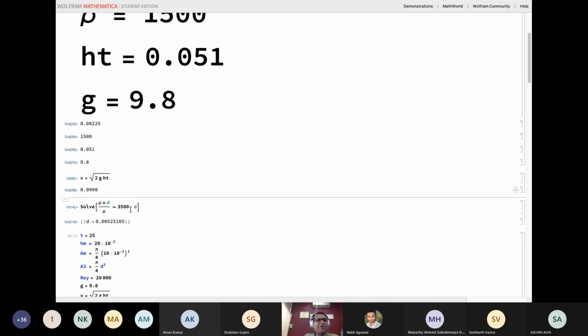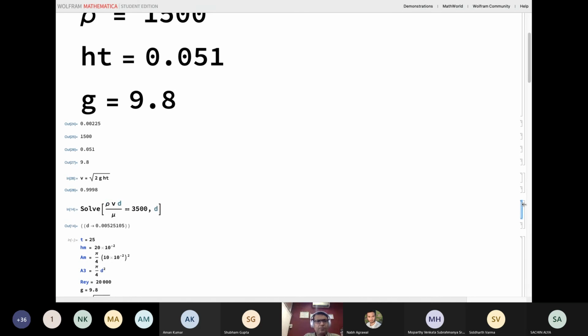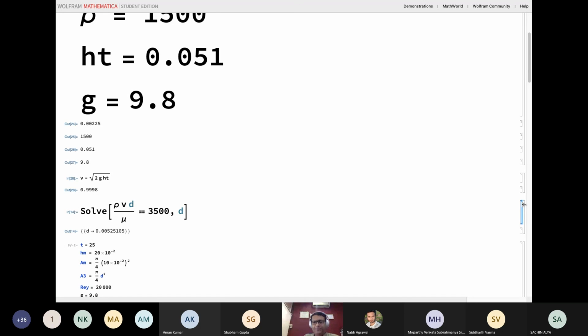And now I want to solve for diameter. I know that rho Vd by mu should be less than or equal to 3500. This is a limiting value. I will ask it to solve for d. So let me just do it. It's actually like writing English. And it tells me, this is all in meters, right? So this is 0.005 meters, or 5.25 millimeter would be the diameter. 5 millimeter is the diameter.